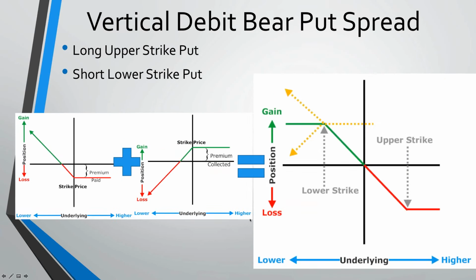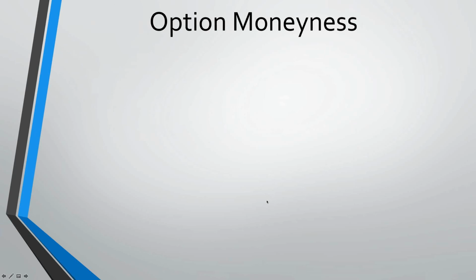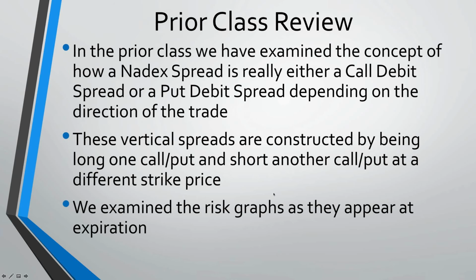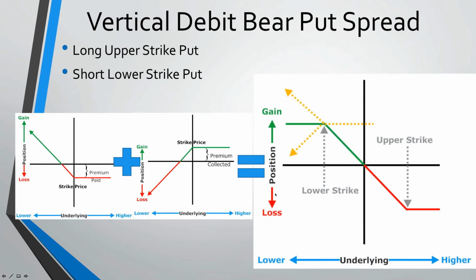Too far. Here, let me get it back to what. Okay, there, Bob. There we go. There we go. All right. Perfect. Here is what a vertical debit bear put spread looks like.